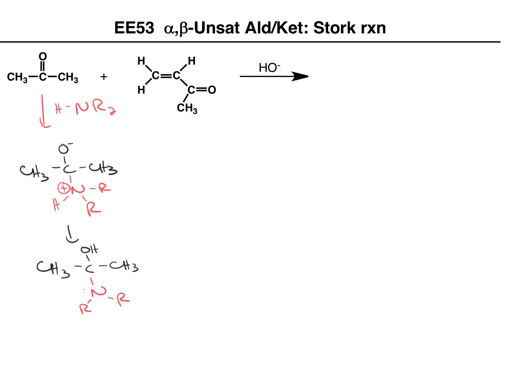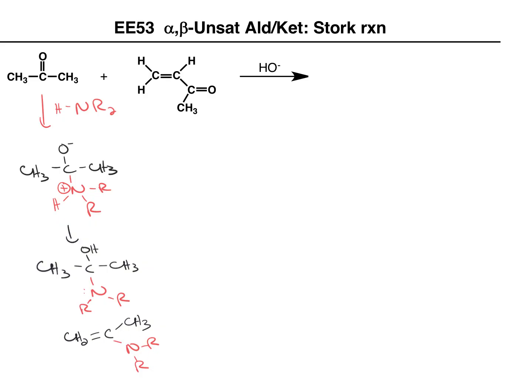And keep in mind, because we do not have a hydrogen on the nitrogen, when we lose water, we're going to lose the OH and one of the hydrogens from the adjacent carbon. So what we end up with is a CH2 double bonded to the C, which is connected to the CH3 and connected to the amine. So this is how we generated an enamine.